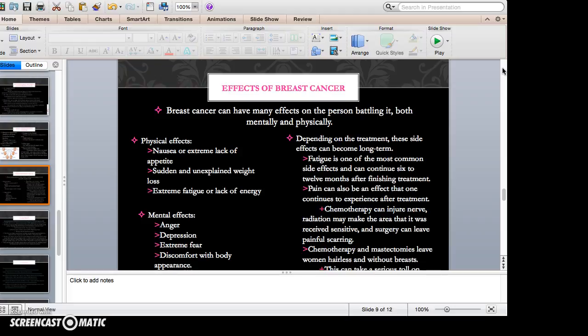Pain can also be an effect that one continues to experience after treatment. Chemotherapy can injure nerves. Radiation may make the area where it was received more sensitive, and surgery can leave painful scarring.